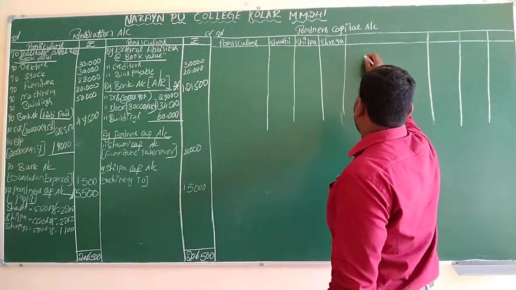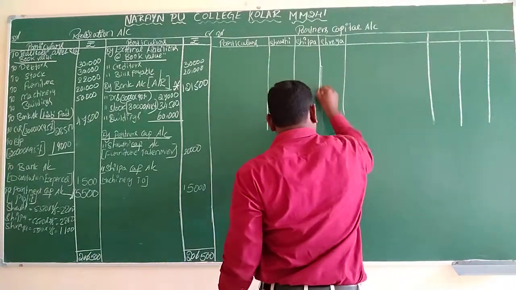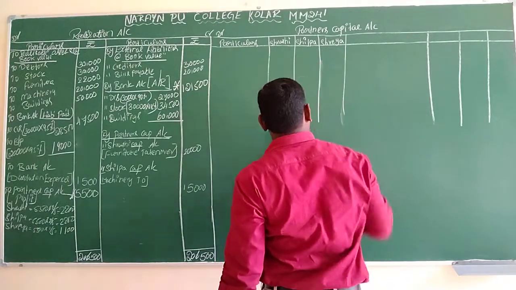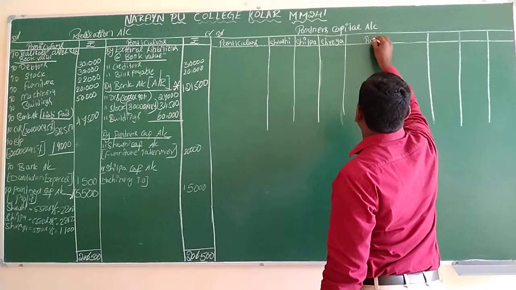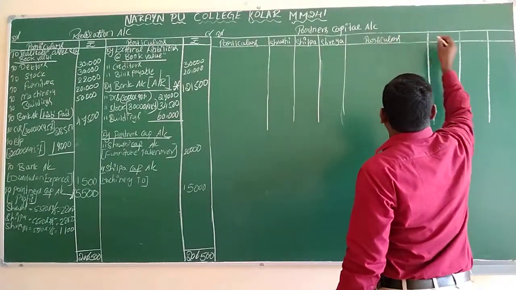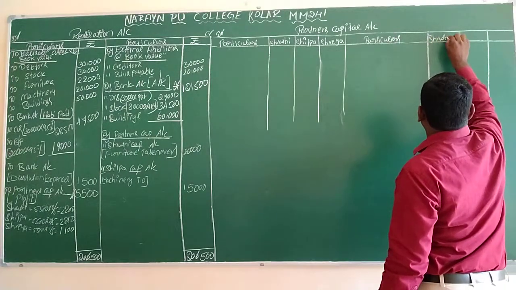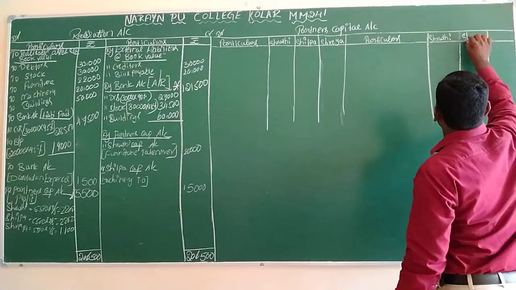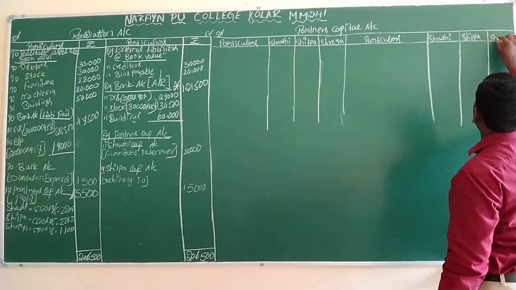Again, let's come to the credit side. Again, we have to fulfill the conditions. So the first particulars: first partner Shruti, second partner Shilpa, third partner Shreya.